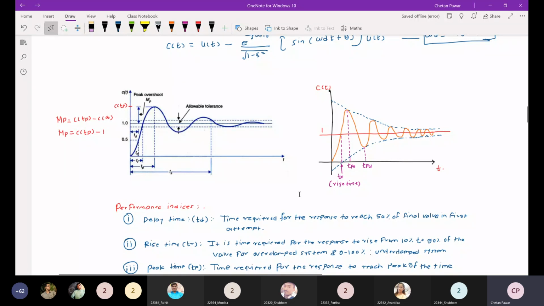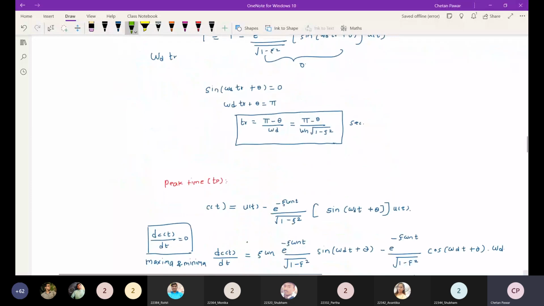Okay. So here you can see. This is the first overshoot. This is the, I will use this color here. This is the second undershoot. No, first undershoot. This is the second overshoot, like that way. Okay.